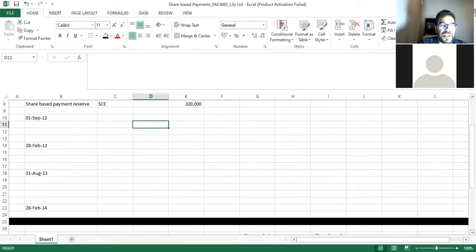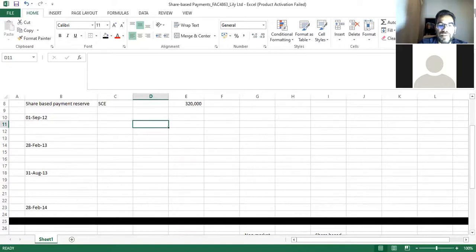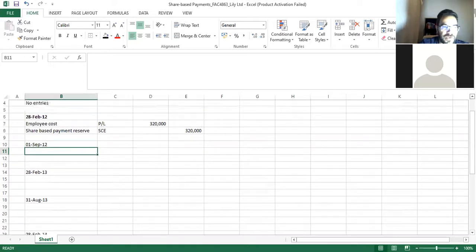Now on 1 September 2012, what had happened? She exercised 5,000 options, okay? So she exercised 5,000 options, and she exercised it at her grant date at the exercise price, okay? So just important, she exercised it based on her exercise price. So what would be the journal entry? The journal entry on 1 September 2012 would be as follows.